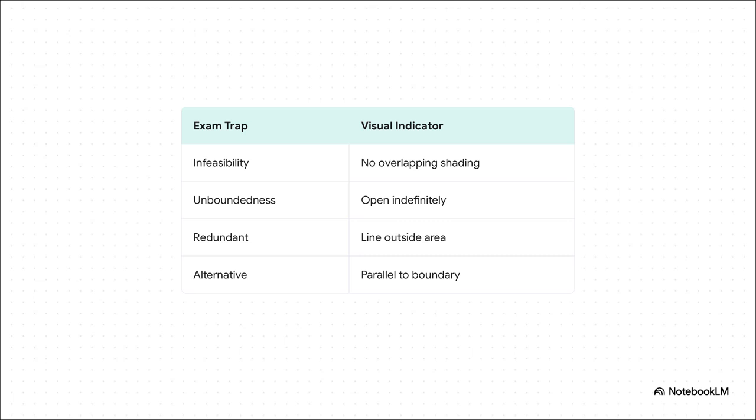No overlapping shading, that's infeasibility. Open forever, unbounded. A useless line sitting way far away, redundant. A parallel overlap, alternative optimum. If you can instantly map these visual cues in your head, you are going to blast through multiple choice theory questions in seconds, without even touching your calculator.